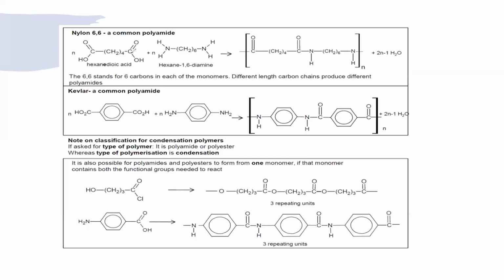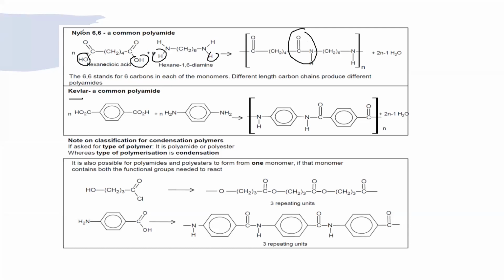For example, if we have hexanedioic acid, the carboxylic acid will lose its OH and the amine will lose its H. OH and H are removed, and this results in the formation of an amide linkage, or peptide linkage. Same thing with a common polyamide, Kevlar, which is used in bulletproof vests.